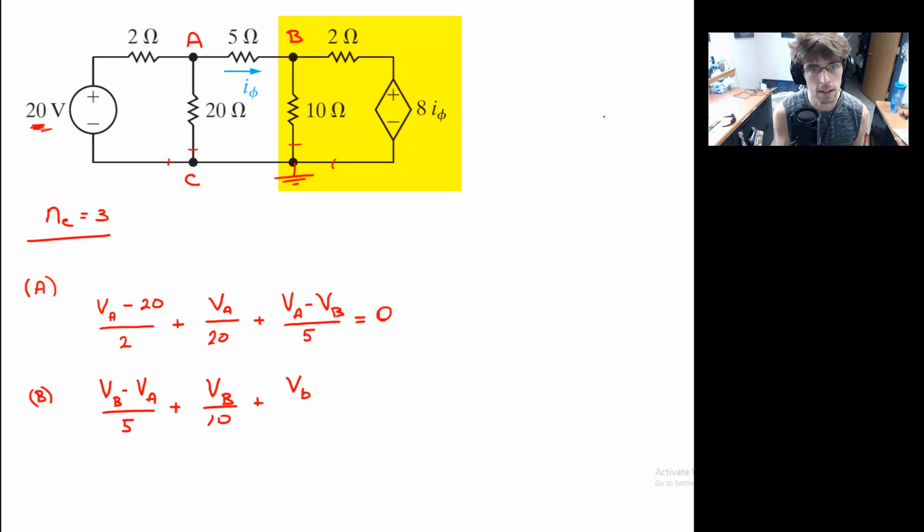So I will put VB. Now notice, this is a voltage supply, so as I cross over, I've got to subtract, and I have this 8 I phi. That's the value of that voltage drop. And I have a resistor in that branch, and so I will set that all equal to 0.